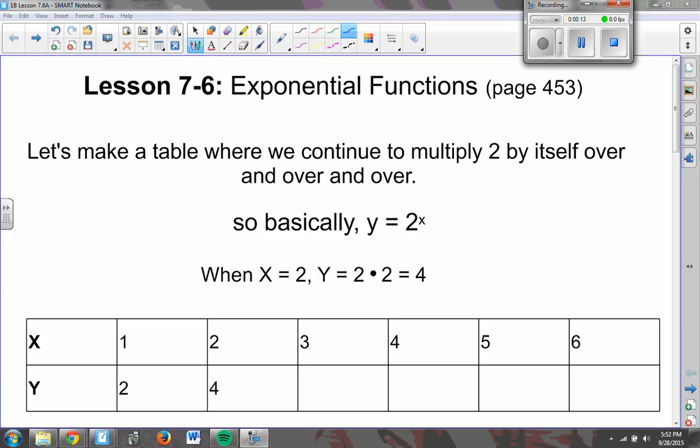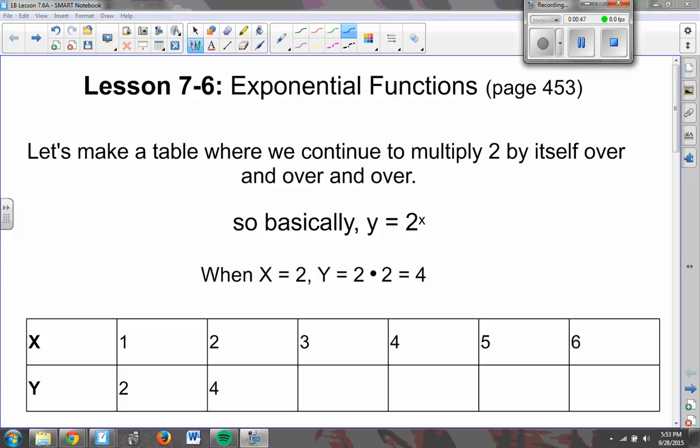So turn with me please to page 453 of your books, and we're going to start there in just a minute. But before we do, I want to warm up with this warm-up problem where we're going to make a table where we continue to multiply 2 by itself over and over and over again. So we're going to multiply 2 times itself a certain number of times and get an answer. That's going to be our y number. Okay? So y is going to equal 2 times itself some number of times.